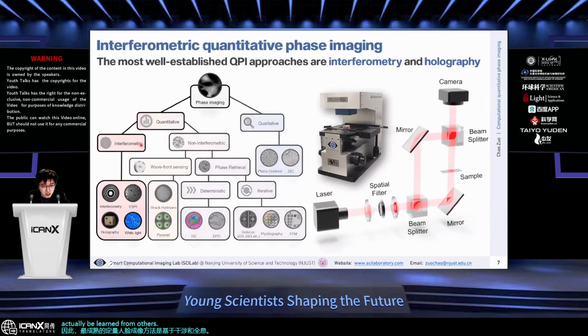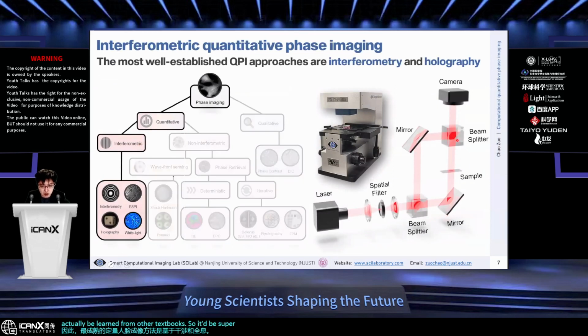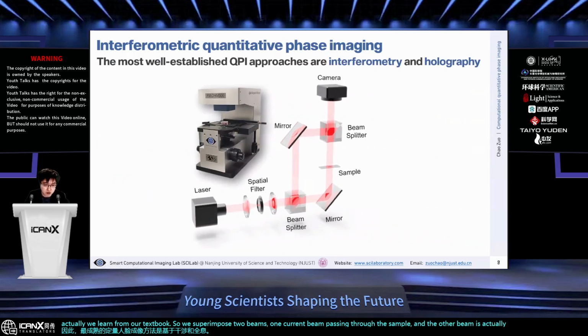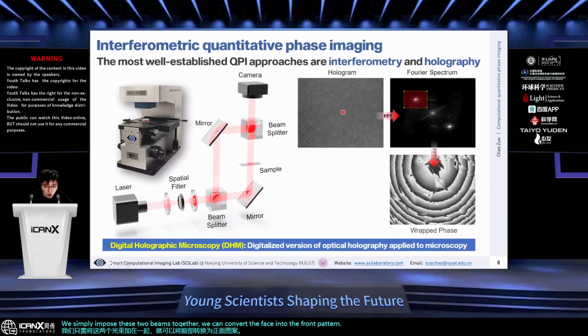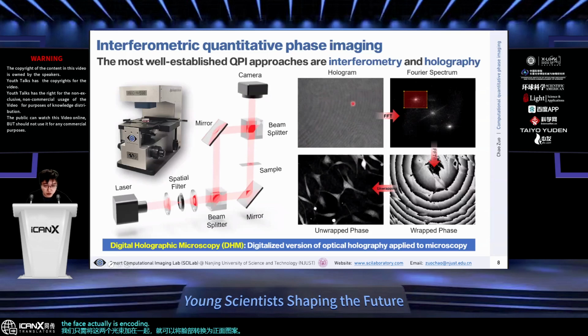So if we superimpose two beams, one coherent beam passing through the sample and the other acting as a reference beam, we can convert the phase into a fringe pattern. The phase is actually encoded into the intensity, called a hologram or interference pattern. In this off-axis holography setup, we get very dense fringes.